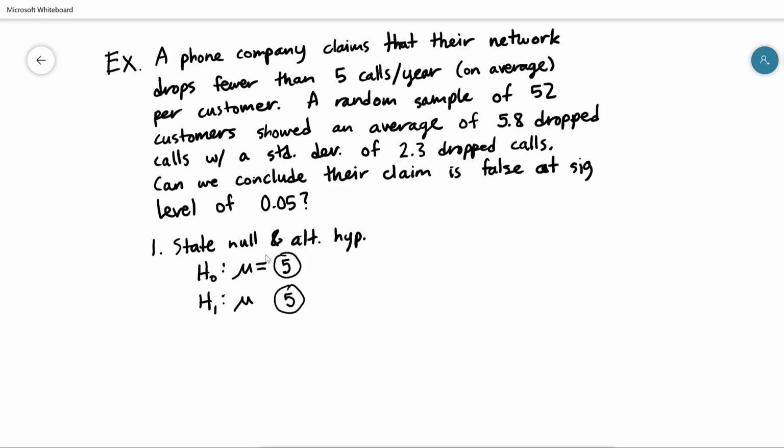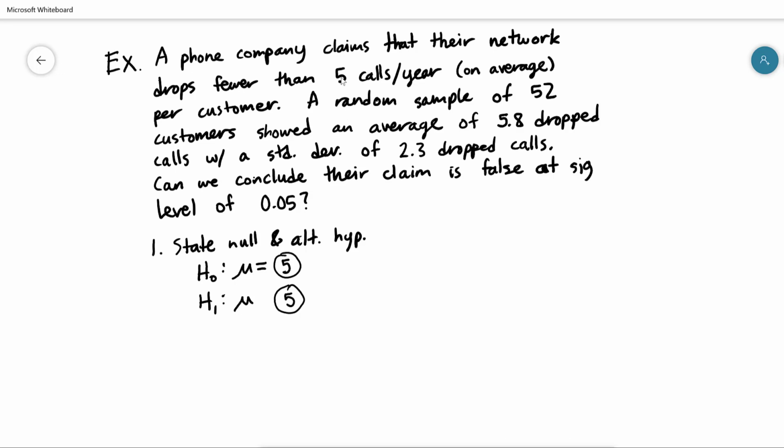5 is right at the cusp of their claim being true to their claim being false. So if they dropped exactly 5 calls per year, which is the high end of what they said they do, we will say that's the transition: anything less than this number, their claim is true, anything bigger than this number, their claim is false. So this is the cutoff, but again, this always has to be an equal sign.